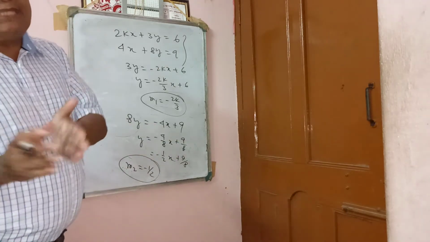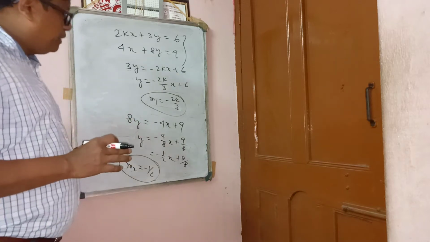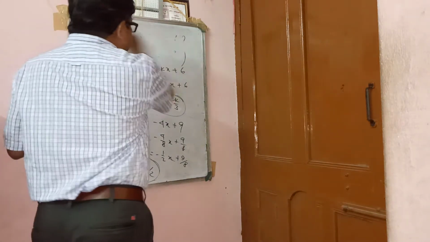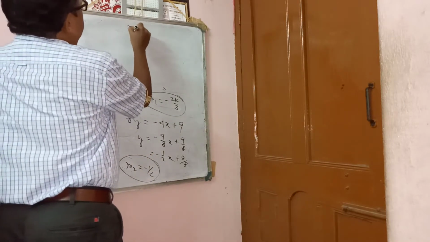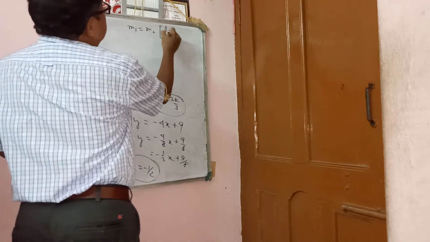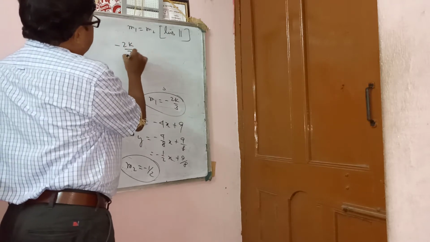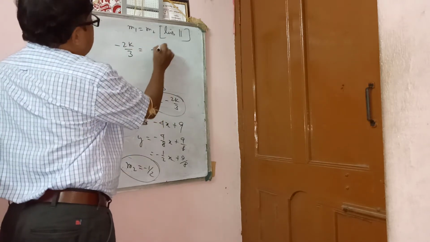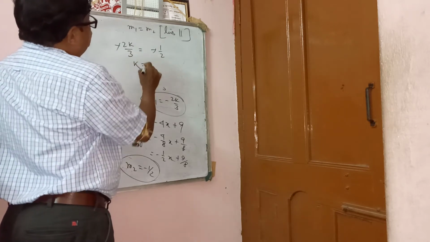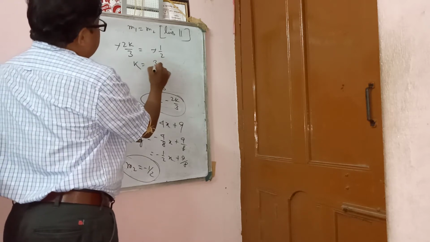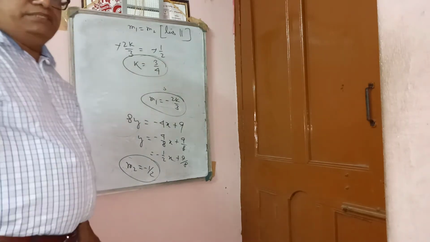Since the lines are parallel, we can write m1 equal to m2. So minus 2k by 3 equal to minus half. Both minus signs cancel, so k equal to 3 by 4. This is the answer.